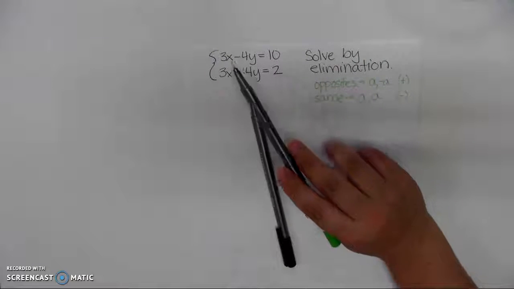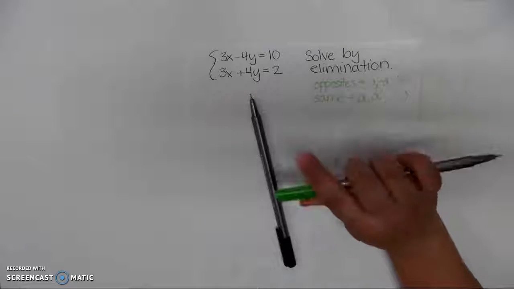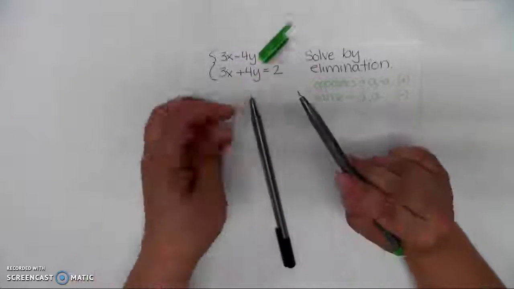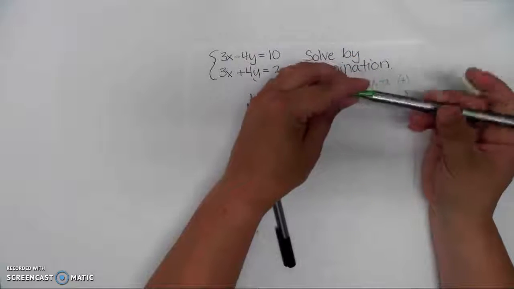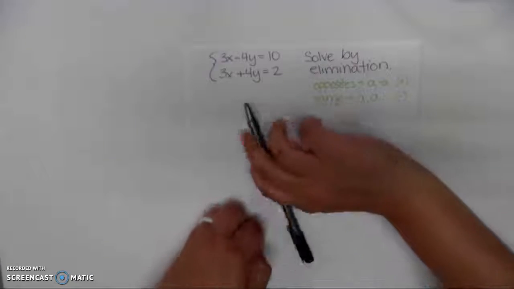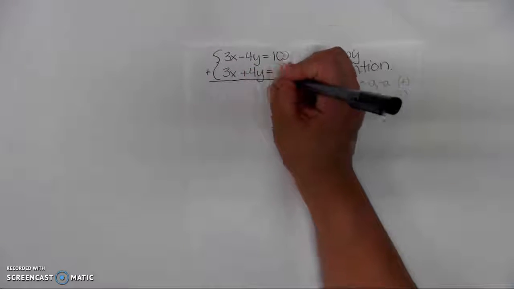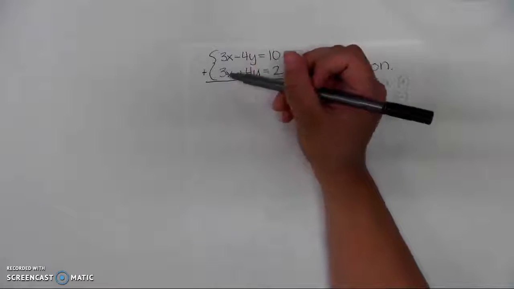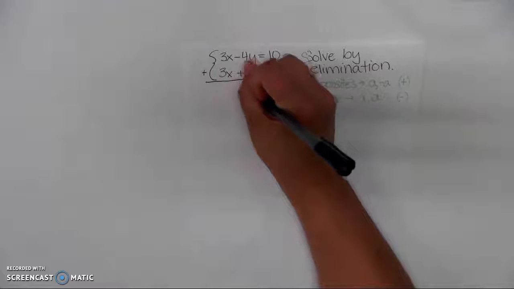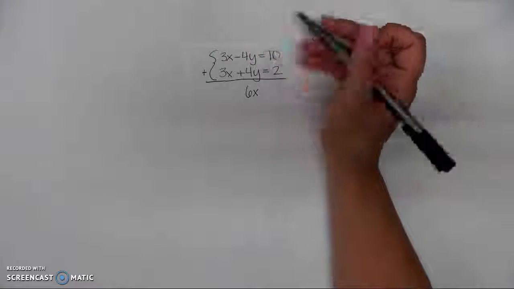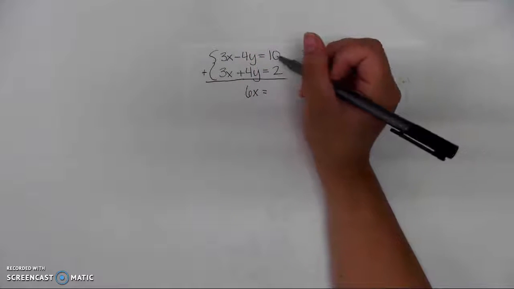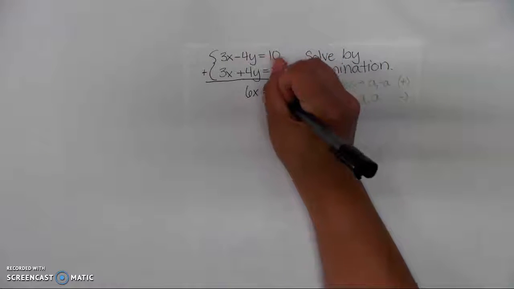So I'm looking at this one. I see the same and I see opposites, so we're actually going to do the opposites one. So we're going to add, because I like adding better than subtracting. So I'm going to take these two equations and add them together. So 3x plus 3x is 6x. We're adding these opposites so they disappear. And we're doing 10 plus 2, which is 12.